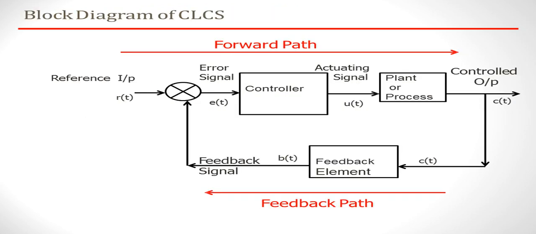See the block diagram of closed loop control system, in which there is reference input, then error detector. Whatever is the output of error detector is error signal that is given to the controller. Okay, error signal is designated by E of t, then controller will develop the actuating signal U of t. It is given to the plant or process. Okay, plant is driven by the actuating signal and its output is controlled output.